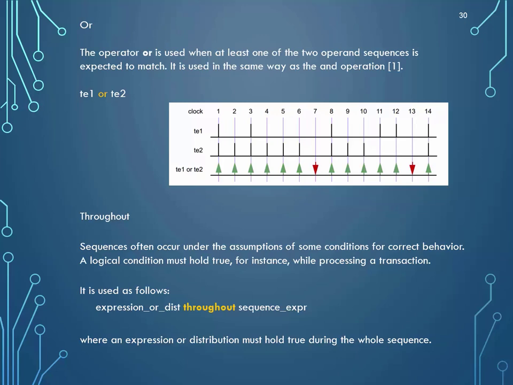Throughout is another case, and it just needs an expression or condition to be true while this sequence is working. So here the condition is true while the sequence starts. It's checking at the clock event. The condition is true, and the sequence finished. So then we have our assertion of our sequence with the throughout.